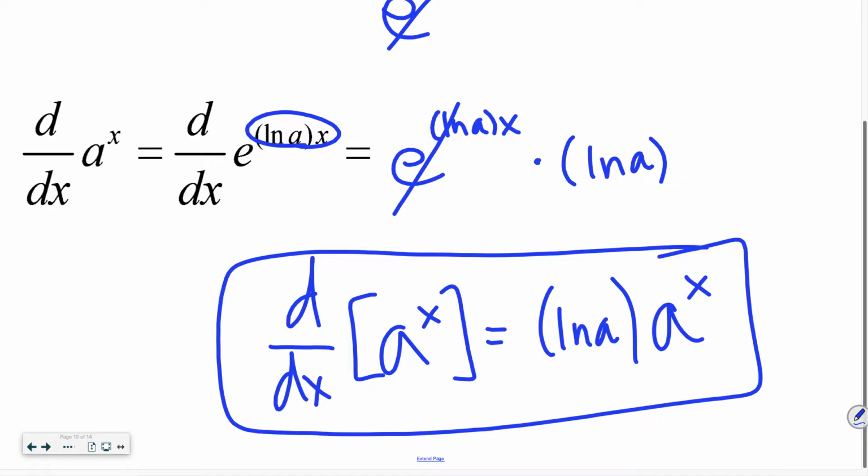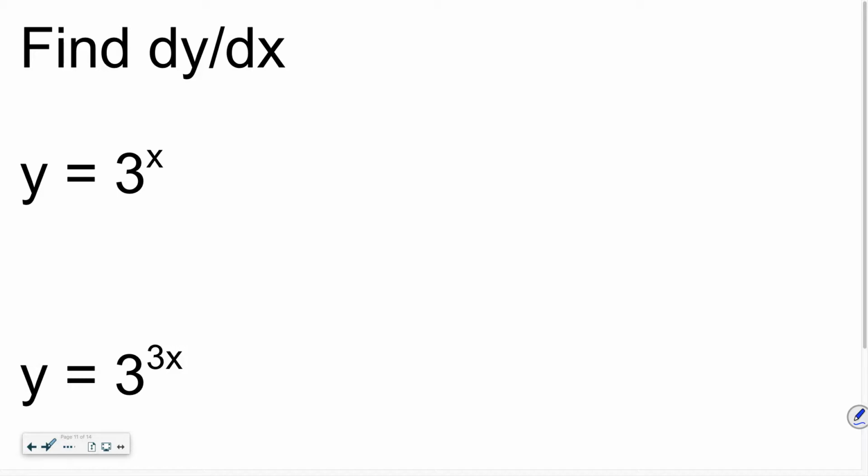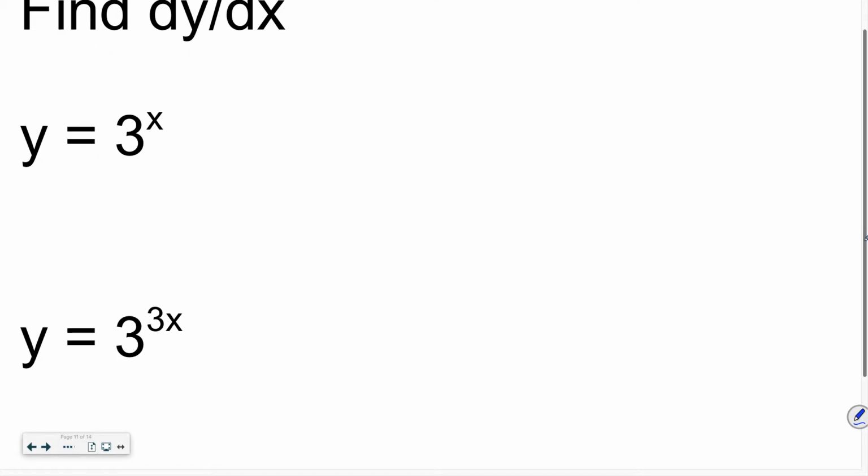Now, Nathan, we can do this problem. Okay? You ready for an example? You guys are so enthusiastic. All right. Here are the two we're going to do for now. 3 to the x and 3 to the 3x.